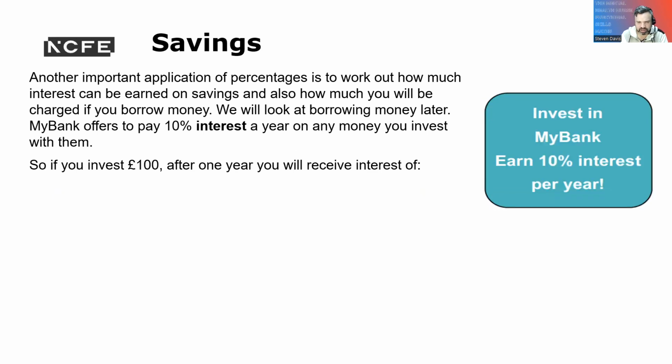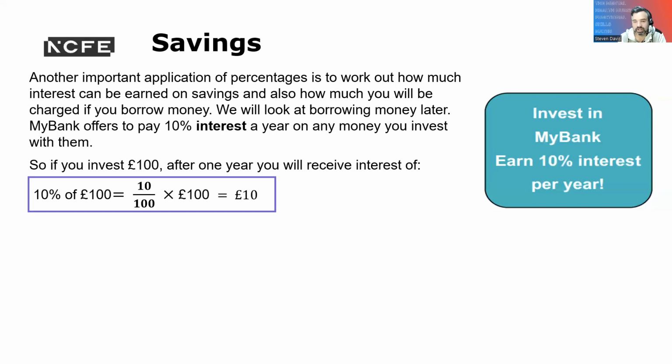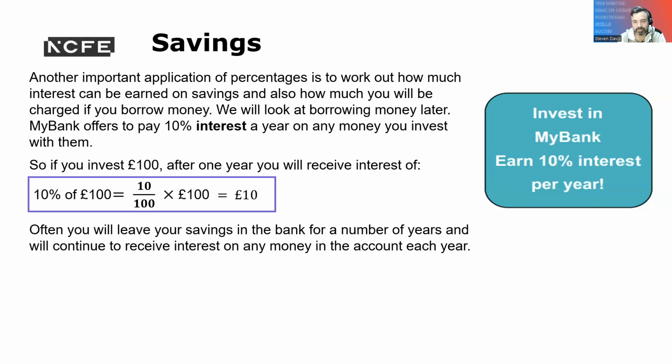So if we look at savings, another important application of percentages is to work out how much interest can be earned on savings and how much you will be charged if you borrow money. We will look at borrowing money later. My bank offers to pay 10% interest a year on the money that you invest. So if you invest £100, after 1 year you will receive interest of 10%, so it's 10 added to 100 equals 110.